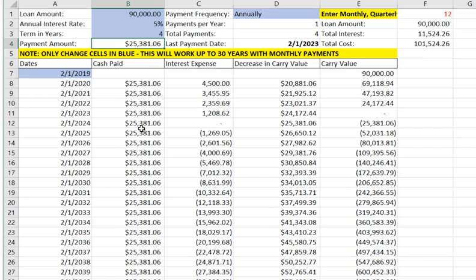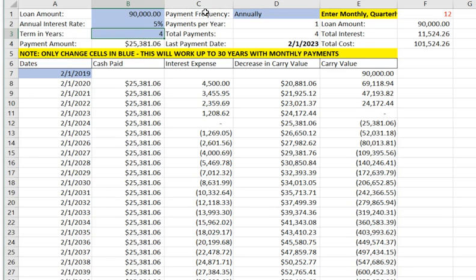So let's just talk about this loan for a little bit. We're borrowing $90,000 at 5%. Now that is an annual interest rate, just like if you buy a car or a house. Those are annual percentage rates that you're paying. And then the term is how many years the note will last until it is fully paid off. So this one's going to be a 4-year.